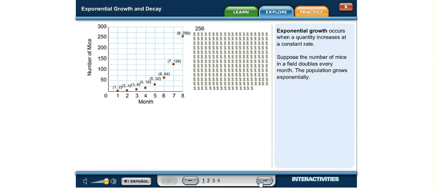And this is a zoomed out graph. Even at the beginning, it was growing fairly quickly, but we're able to see all the way up to 256 in just 8 months. Again, the x-axis is measuring months, and up and down, the y tells us the number of mice. And I can tell you this is probably fairly accurate. Animals like mice, unfortunately, do reproduce rather quickly.